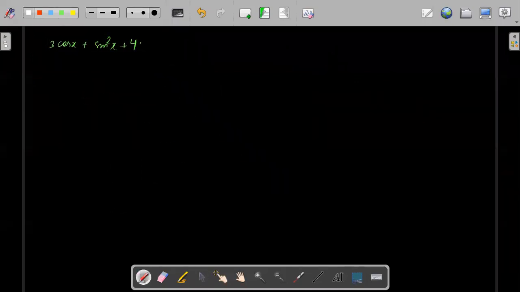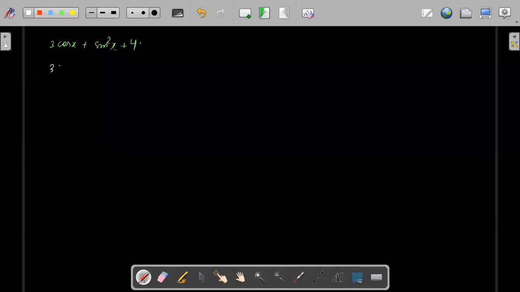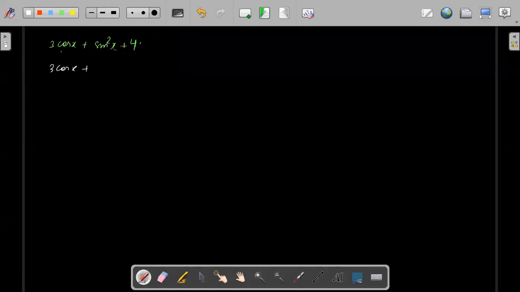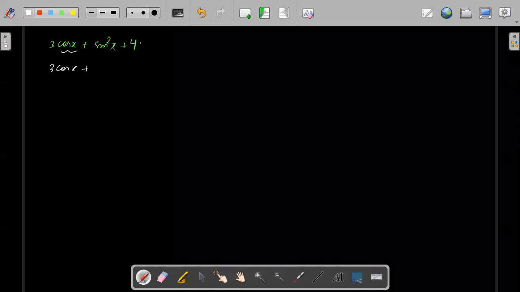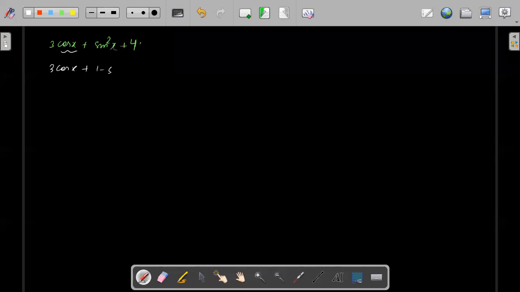If I try to compare, this is 3 cos x plus, here we have cos x, so I will convert sin square x into cos square x form. So this is 1 minus cos square x plus 4. When I combine, this will become 5 plus 3 cos x minus cos square x. Now because there is a minus on cos square x, I will take the minus sign common, so this will become 5 minus cos square x minus 3 cos x, right?